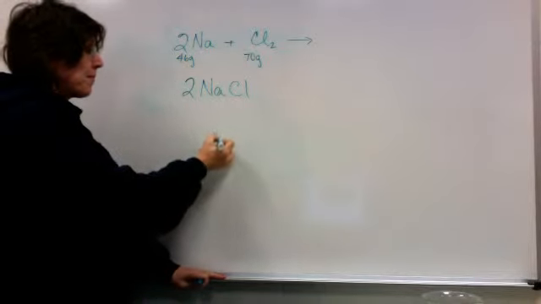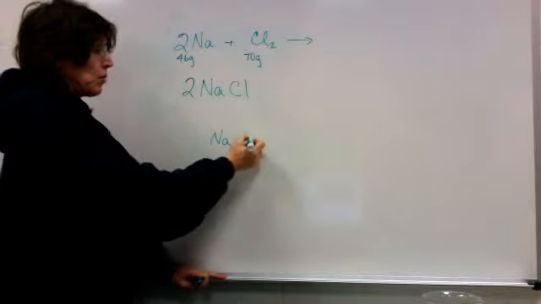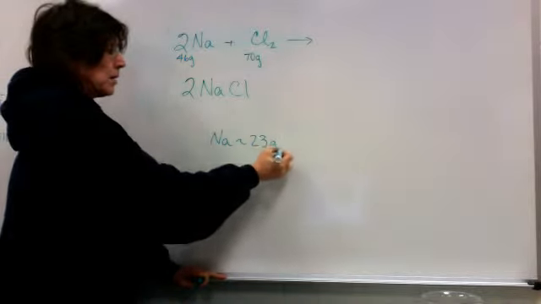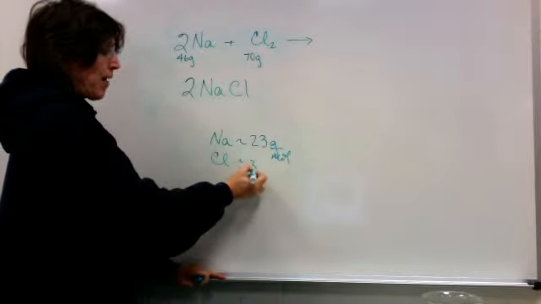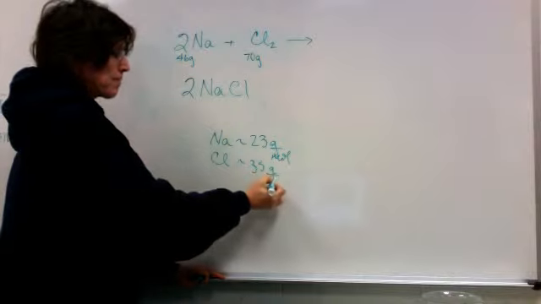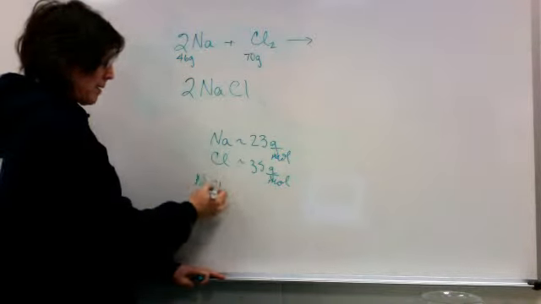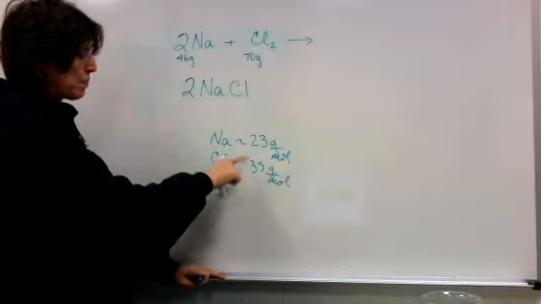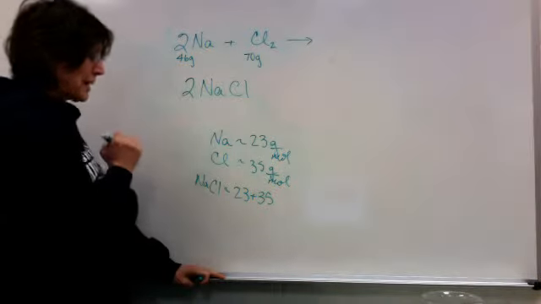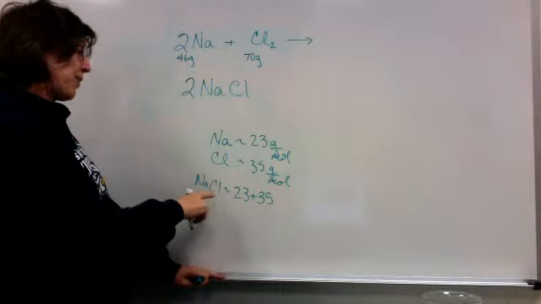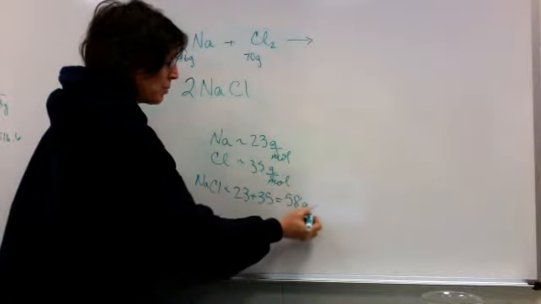So sodium is about 23 grams per mole, and chlorine is about 35 grams per mole. That means that sodium chloride is about 23 plus 35 grams per mole. Just add them up, right? Because you have to account for each of those atoms. And 23 plus 35 is about 58. So that's 58 grams per mole.